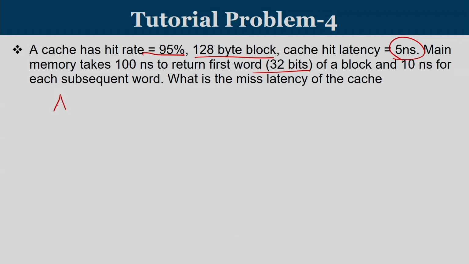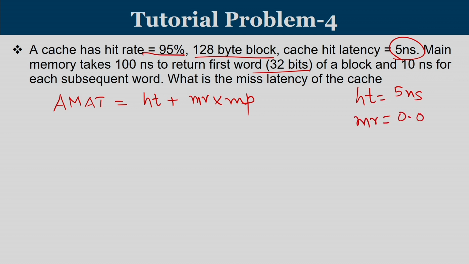We have seen that the average memory access time is defined as hit time plus miss rate into miss penalty. We have the values of hit time. Let us try to consolidate the values. Hit time is 5 nanosecond and miss rate is 0.05, because the hit rate is 95%. So, miss rate is going to be 0.05, that is 1 minus hit rate. Miss penalty is not given to us.